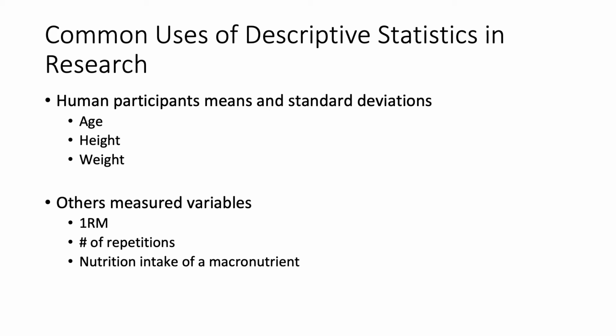When reading research papers that involve human participants, it is common to use means and standard deviations for age, height, and weight. I'm sure you noticed when reading the research articles for the assignments that these variables have the mean and standard deviations. You'll also see these descriptive statistics in other variables such as strength measurements, number of repetitions, and possibly nutrition intake of a certain macronutrient, for example.